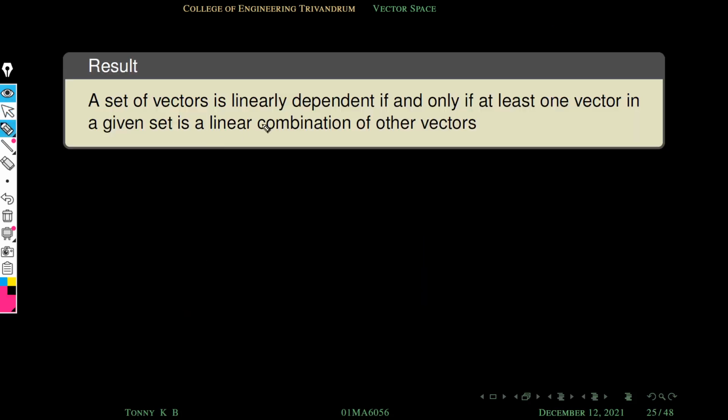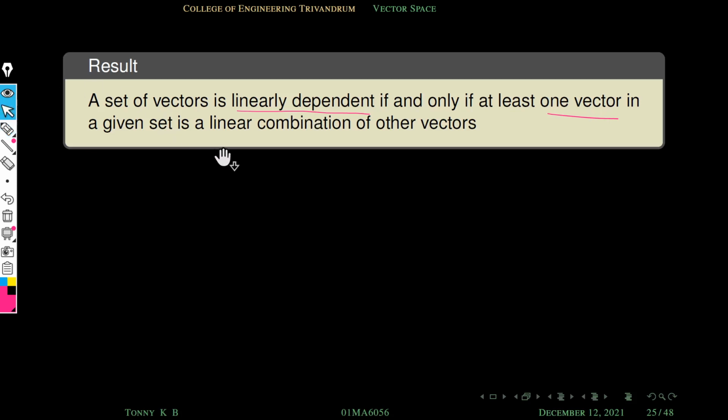Another result: a set of vectors is linearly dependent if and only if, it's an equivalent criterion, that's why if and only if, at least one vector in the given set is a linear combination of the other vectors. If it is dependent, this happens. Conversely, if one vector is a linear combination of the other vectors, then we can say that the set is linearly dependent. This is a very important characterization of a linearly dependent set.